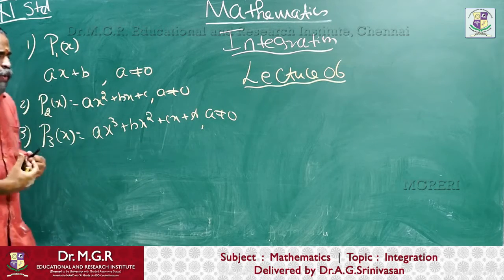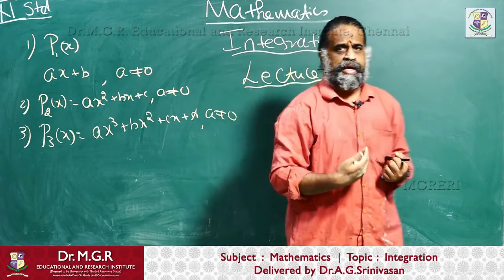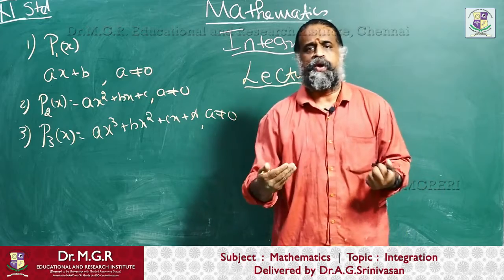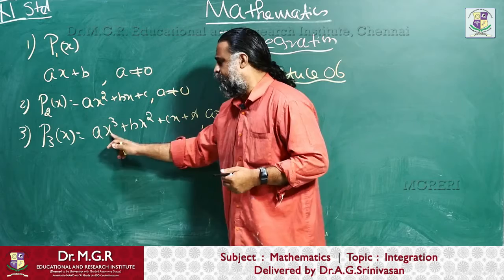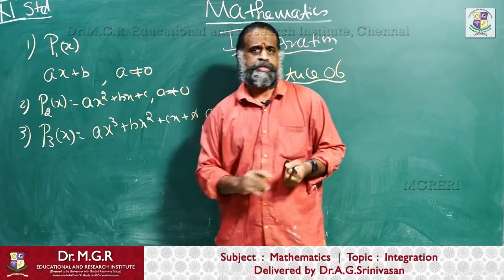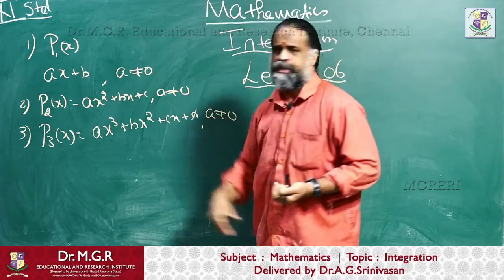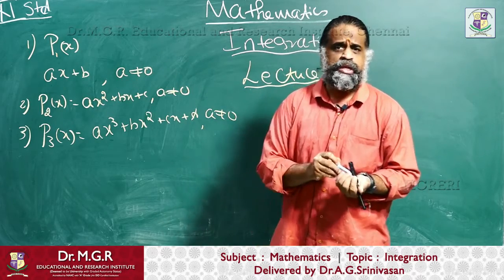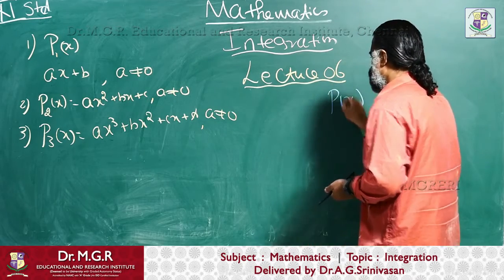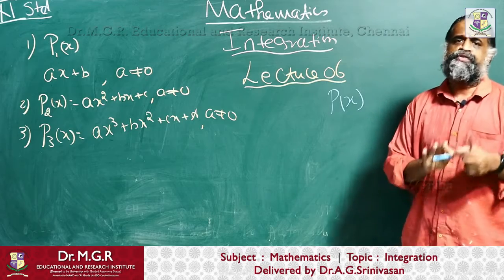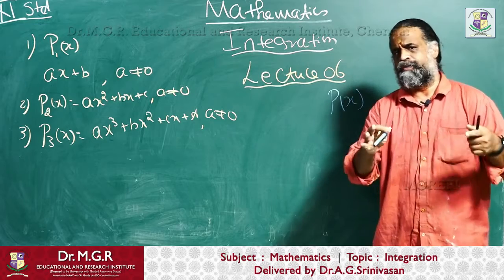So like that, one can discuss first degree, second degree, third degree, etc., up to the nth degree polynomial. The coefficient of the highest degree should not be equal to 0. That's an agreement. We will not use P1, P2, P3, P4, etc. We use some other notation like P of x. So what is P of x? It is a polynomial of some known degree, maybe second degree or third degree or whatever it is.